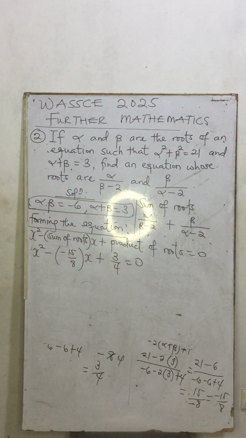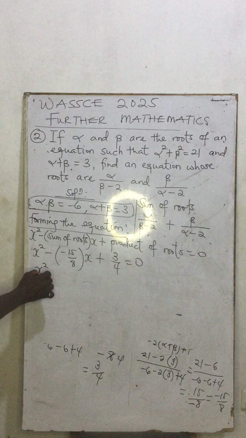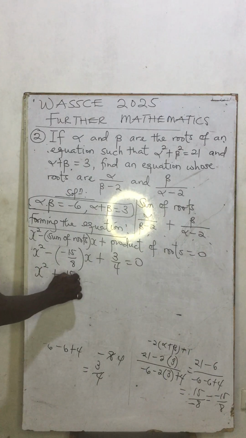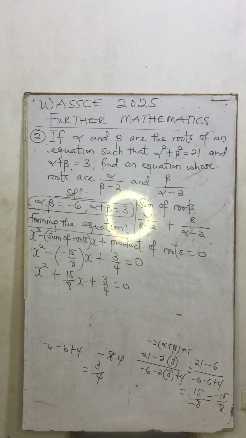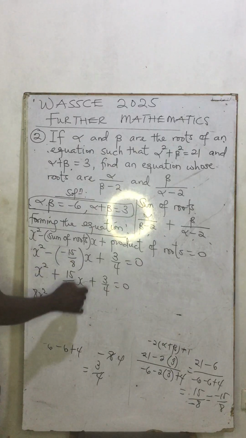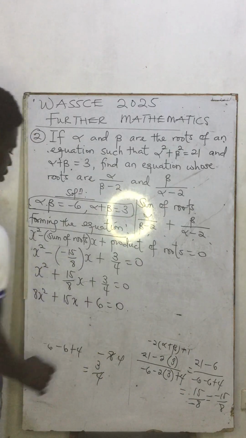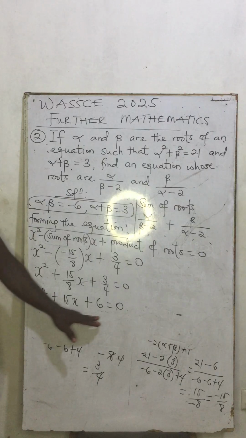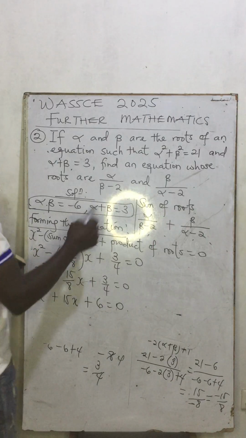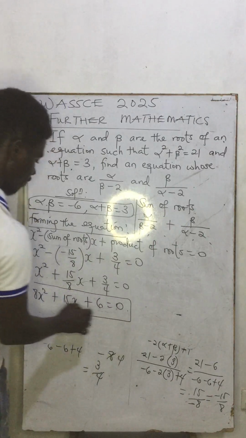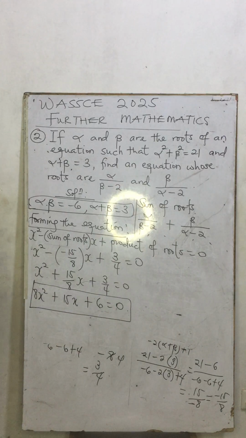So now we can have x squared, negative is positive, 15 out of 8 x plus 3 out of 4 equals 0. Now the LCM is 8, so we have 8x squared plus 15x, and here 4 we're going to eat 2, 2 times 3 is just 6, is equal to 0. So this is what we have. So forming the equation for alpha over beta minus 2 and beta over alpha minus 2, we have this equation. So that's that.